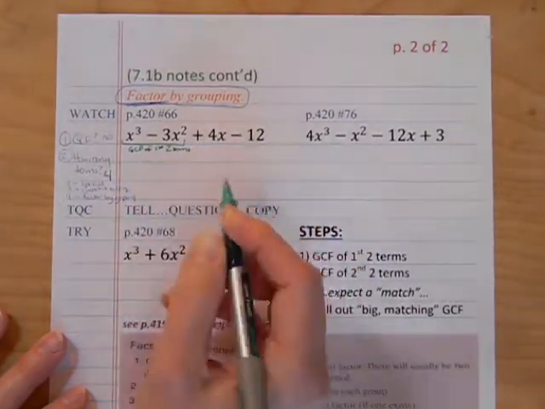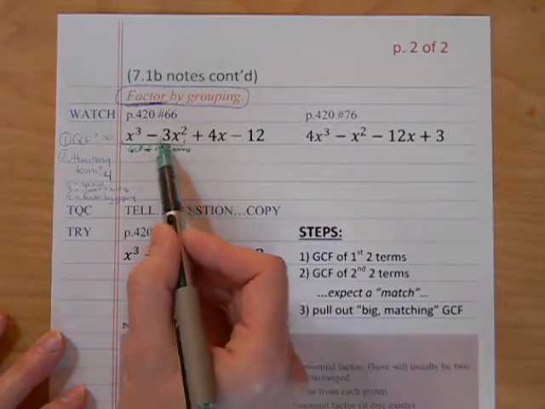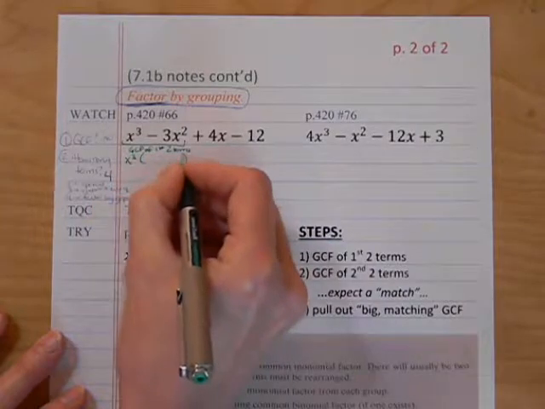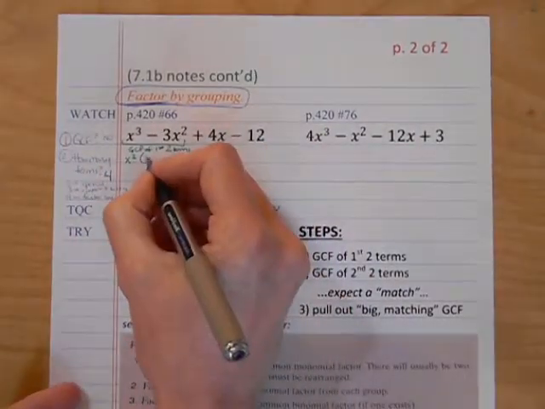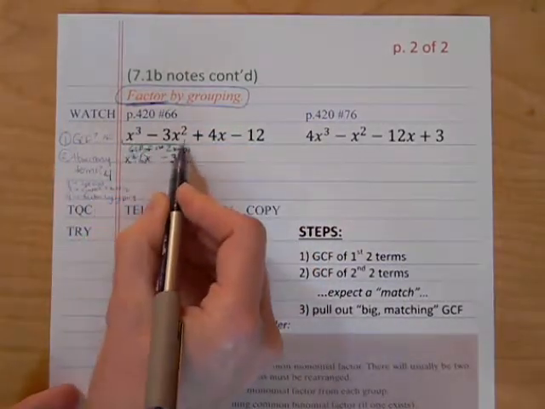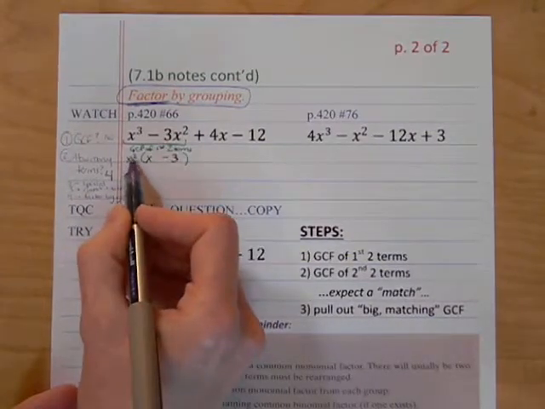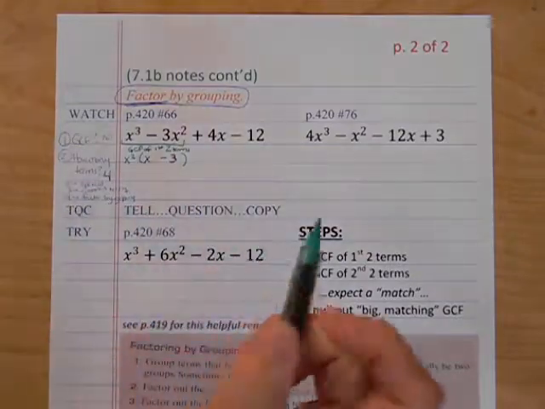the GCF of the first 2 terms, we see that they do have something in common. In fact, it's an x squared. So we're going to pull that x squared out, leaving behind an x minus 3. If we were to redistribute that x squared, we'd be back to the x cubed minus 3x squared. So we divide both pieces by the x squared, the GCF, leaving behind an x and a minus 3.